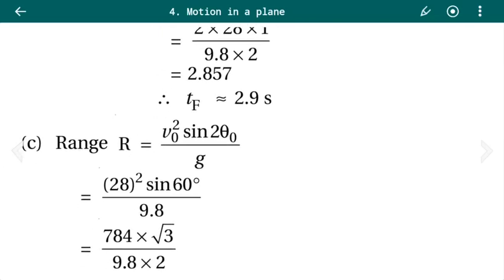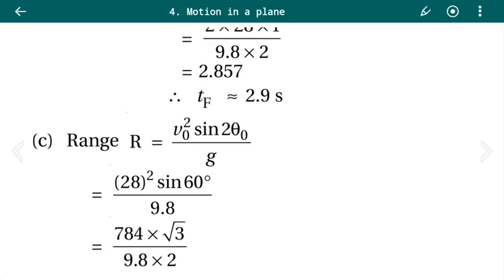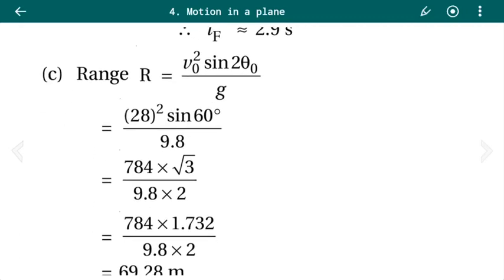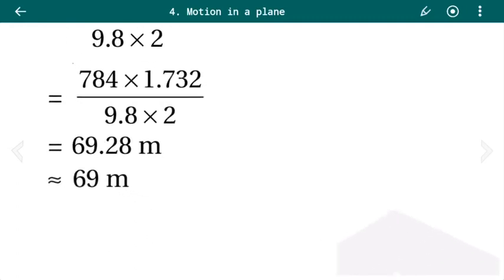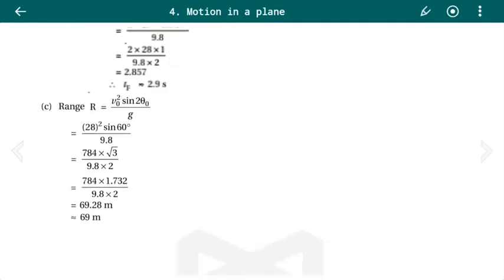Now we need to find the maximum horizontal distance, and its formula is v0 square sin 2 theta 0 upon g. Applying the value of v0, theta 0 and g, that is 28 square sin 60 degree upon 9.8. Solving this, we get the value 69.28 meter. Rounding off, we get it as 69 meter.